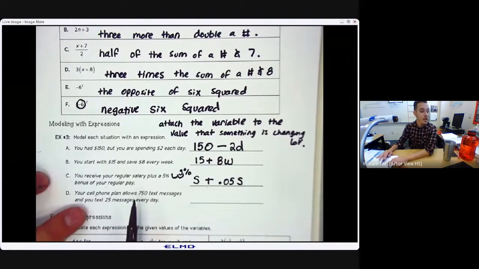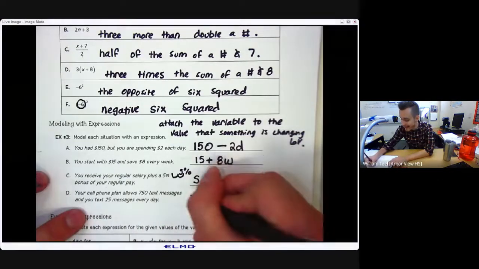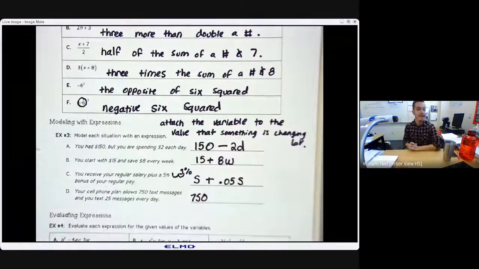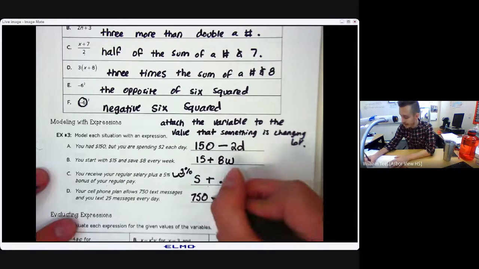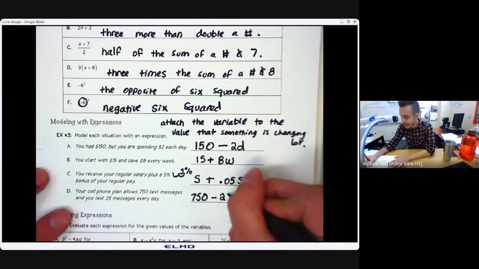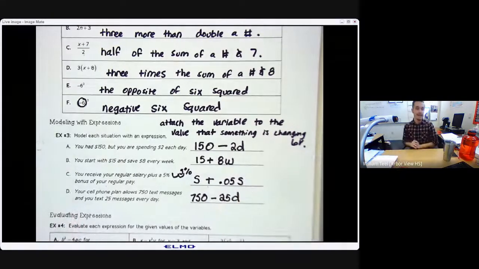Now, you start with 750. That is your constant, okay? That does not change. Each month, you are allowed 750 text messages. You text 25 messages every day. So that is going to be your variable. We are subtracting 25 per day. Remember, the value that something is changing by, that is what you attach the variable to, because that's going to allow us to see how many texts we have left over after a certain amount of days.